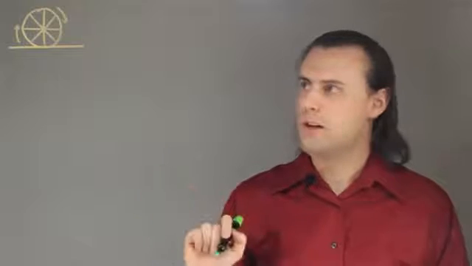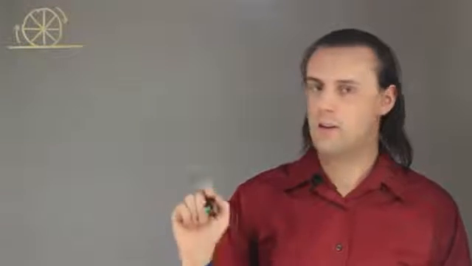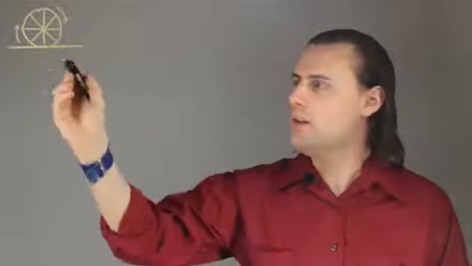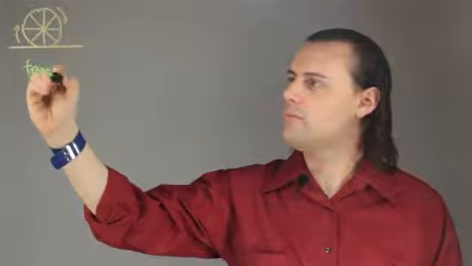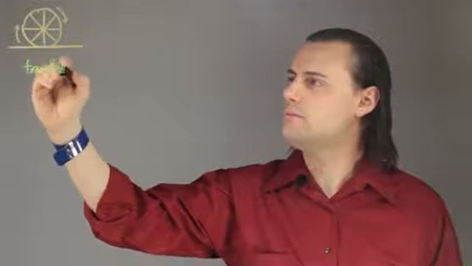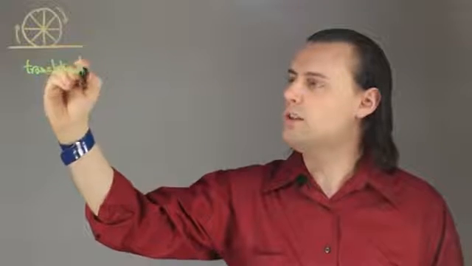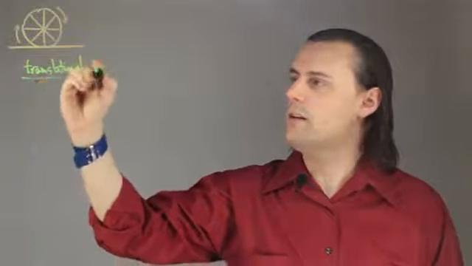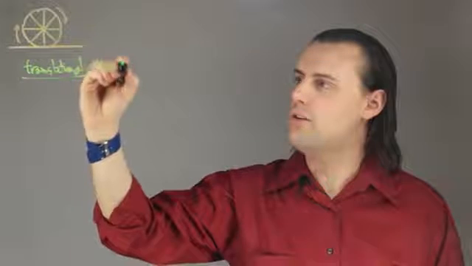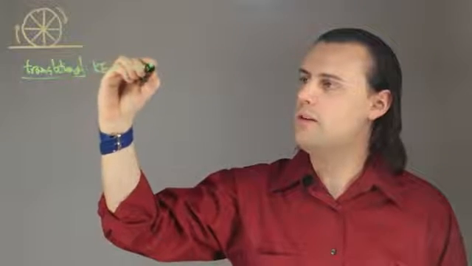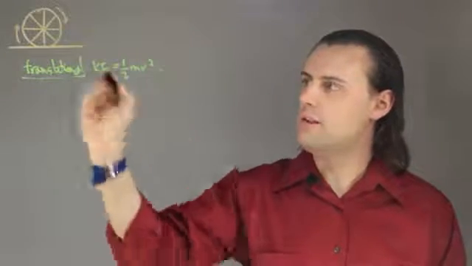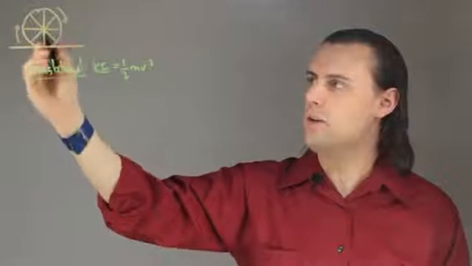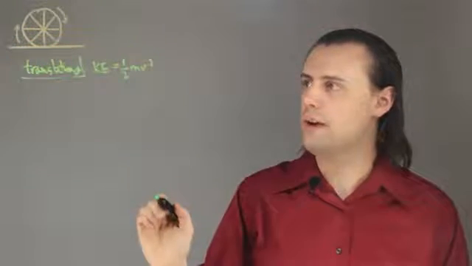So, in considering a rolling wheel, there's two types of kinetic energy that we have to consider. There is the translational kinetic energy, which is given by your standard 1/2 mv squared, where m is the mass of the wheel, and this velocity is the center of mass velocity of the wheel as it just moves across space.